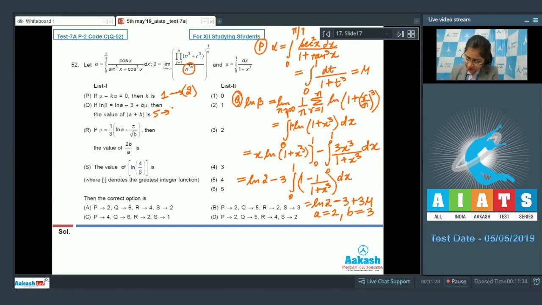So it matches with option number 6. From here only we can see that option number A is correct. But still, let's solve other options also. Option number R, in which we have to find mu.